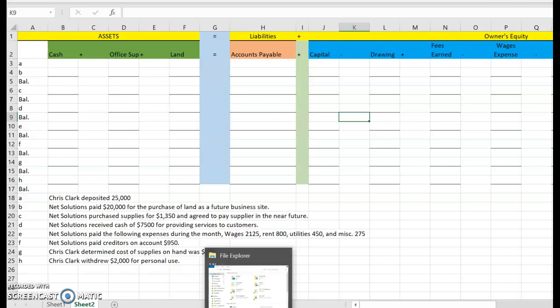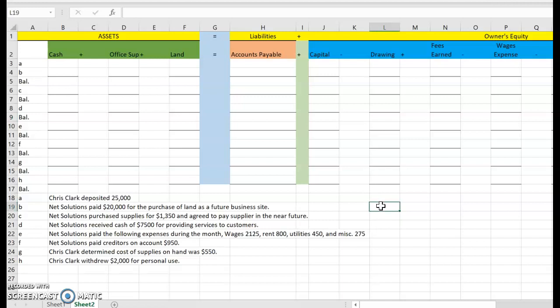Okay, in this video we're going to talk about transactions and how to record these transactions using the accounting equation. This is to help us get started before we do journal entries with debits and credits. But first, let's talk about what assets are.